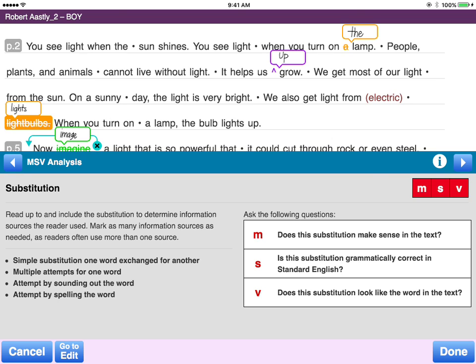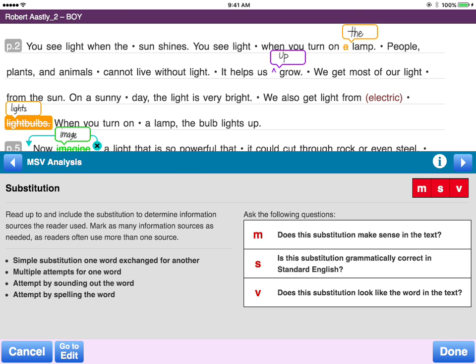So then we'll start here. We also get light from electric. As you notice, electric was skipped. And the reason why it was skipped is because the student did not use any of the miscues in order to attempt this word. The student did not attempt the word. It was told to them. So therefore, you cannot do a miscue analysis on that particular word.